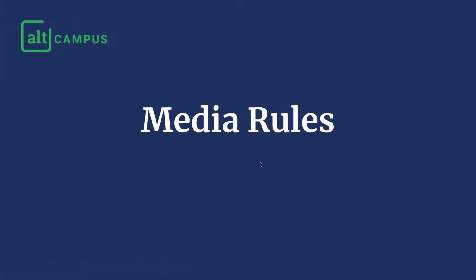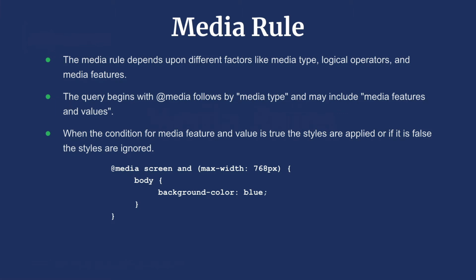Alright, so that's all about the media queries. There are a few factors on which media queries depend, like media type, logical operators, media features, etc. The query begins with @media, as we can see in the media query we have written. A query will always begin with media, and after that there will be some media types. There are different media types, which we will soon discuss, and then it may include some media features like max-width, min-width, etc. When the condition for the media feature and the value is true, the styles are applied, and if it is false, the styles are ignored.